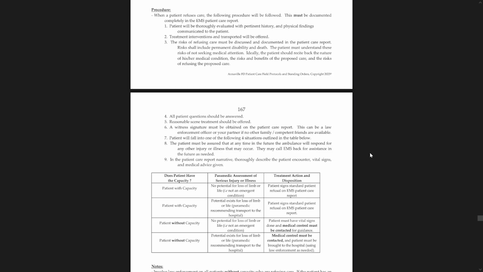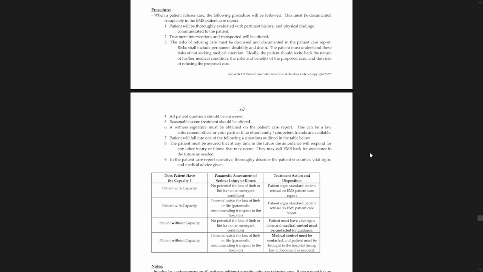All patient questions should be answered. Reasonable scene treatment should be offered. A witness signature must be obtained on the patient care report. This can be a law enforcement officer or your partner if no other family or competent friends are available. Patients will fall into one of the 4 following situations in the table below. The patient must be assured that at any time in the future the ambulance will respond for any other illness or injury that may occur. They may call EMS back for assistance in the future as needed.